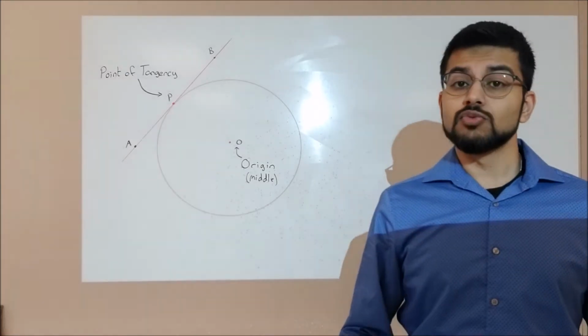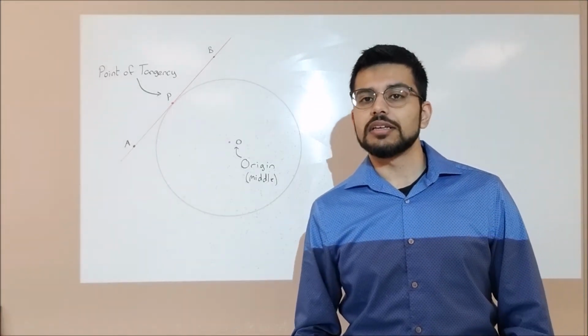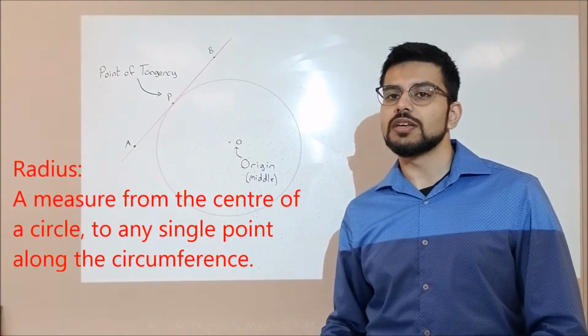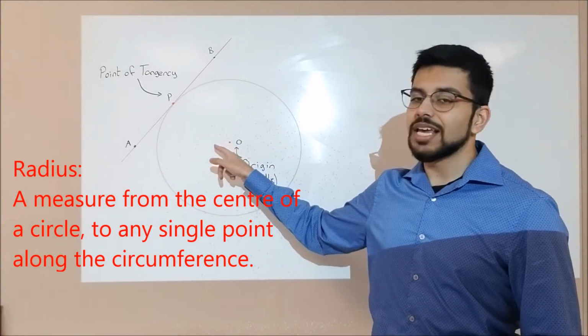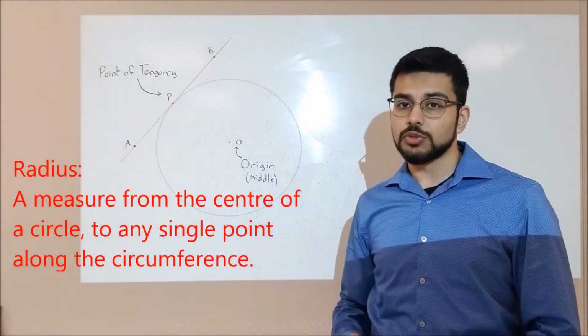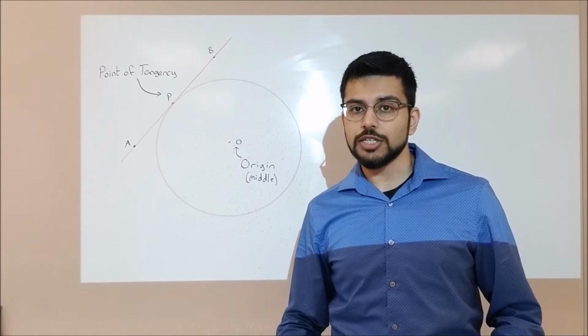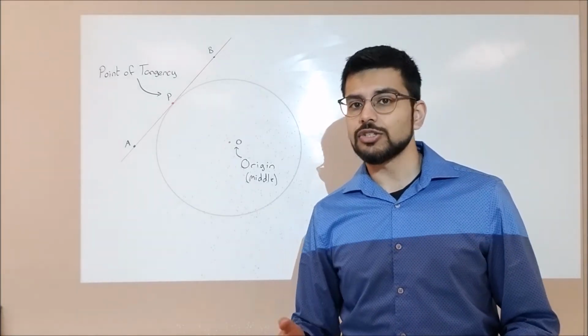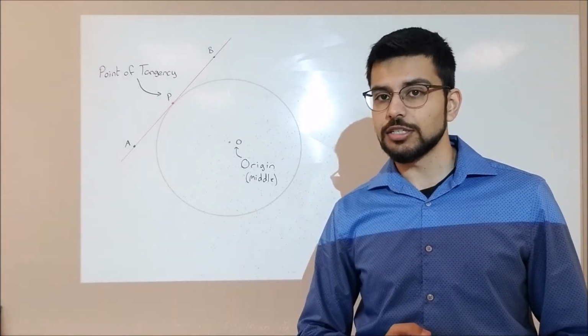There's one other line that you know of already, and this is called the radius. The radius will always be a line from the origin to any point on the outside of the circle. And that line can go in any direction. In fact, it can connect your origin to your point of tangency.